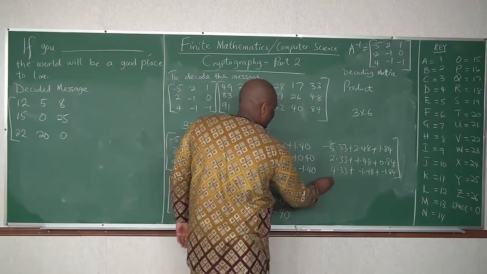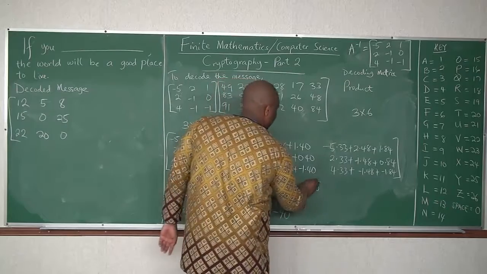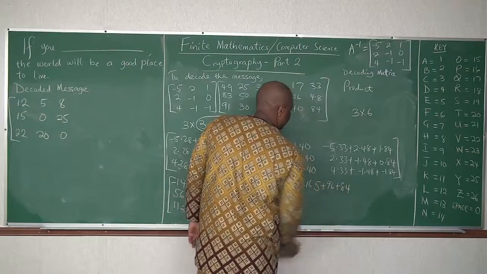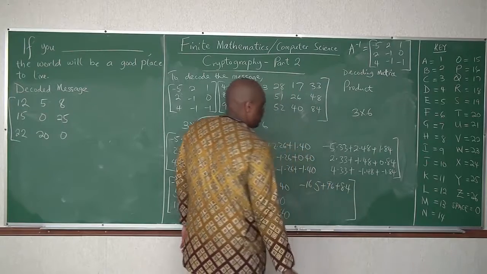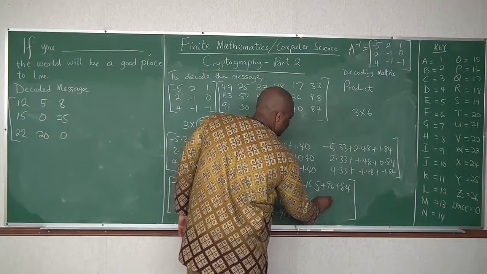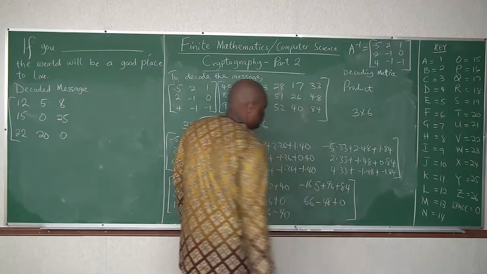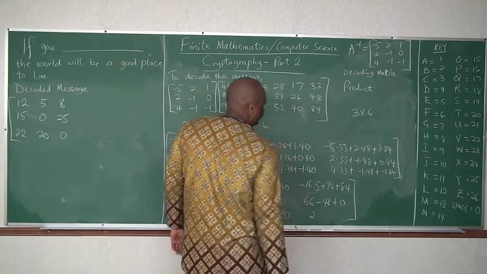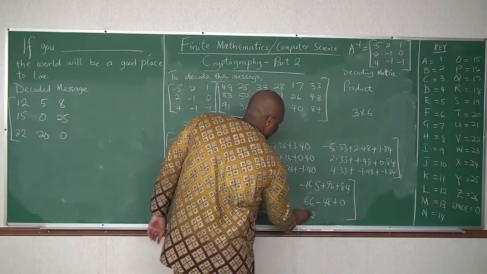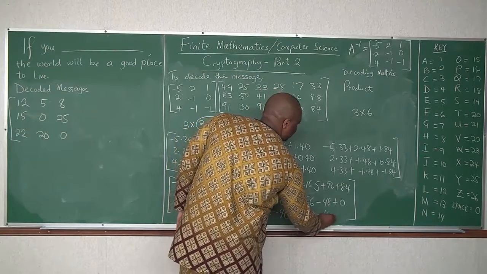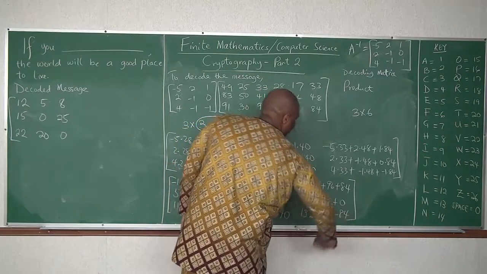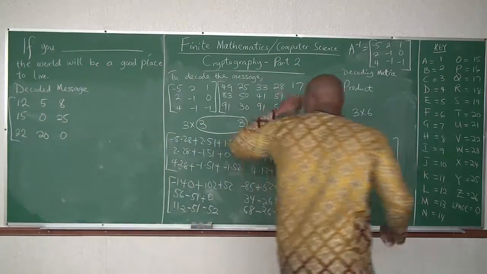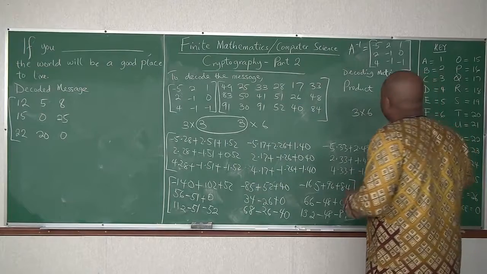Then this is a negative 5 times 3, 15. Carry 1. 5 times 3, 15 plus 1, 16. Plus 96 plus 84. This is 66 minus 48 plus 0. 4 times 3, 12. Carry 1. 12 plus 1, 13. 132 minus 48 minus 84. Alright, what we got now? 140 minus 102.